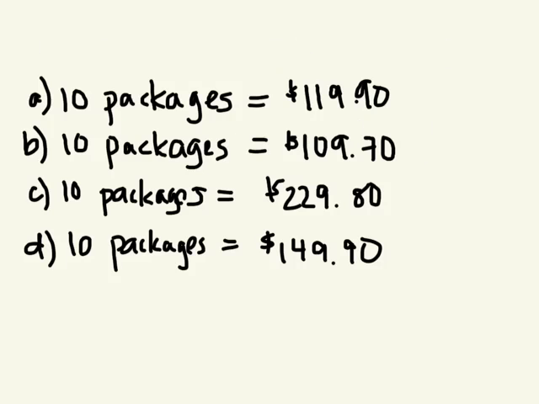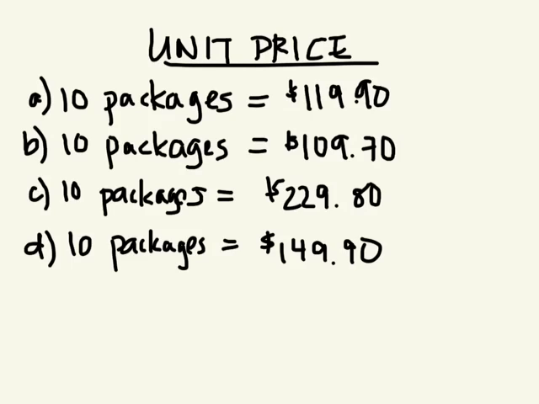$46.44. Okay, so for the next example, I just want you to find the unit price. So you're going to find the price for one package of paper. You're given the price for 10 packages. So how do you find the unit price? Cost divided by the number. Okay, so find the unit price for each package of paper.